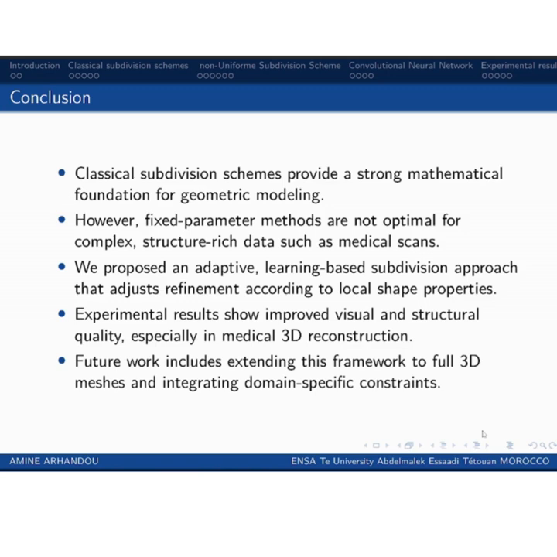Finally, we conclude that the classical subdivision schemes provide a strong mathematical foundation for geometric modeling. However, fixed-parameter methods are not optimal for complex, structure-rich data such as medical scans. We propose an adaptive learning-based subdivision approach that adjusts refinement according to local shape properties. Experimental results show improved visual and structural quality, especially in medical three-dimensional reconstruction. Future work includes extending this framework to full three-dimensional meshes and integrating domain-specific constraints.